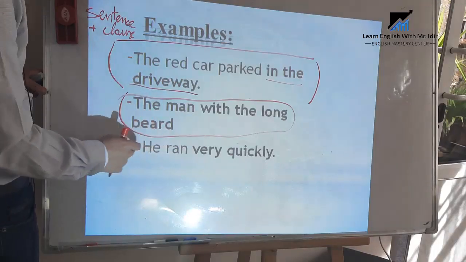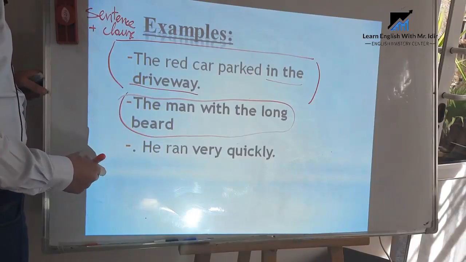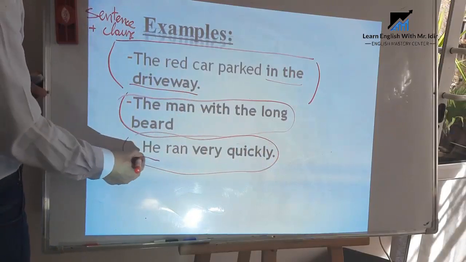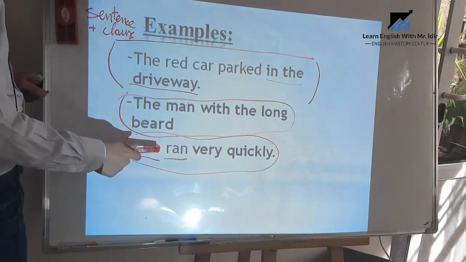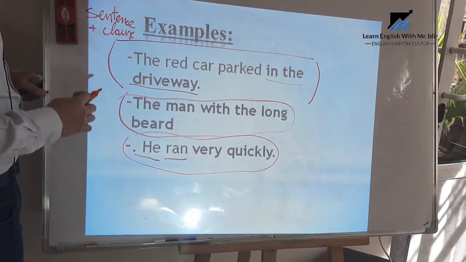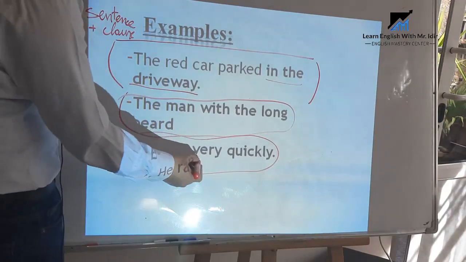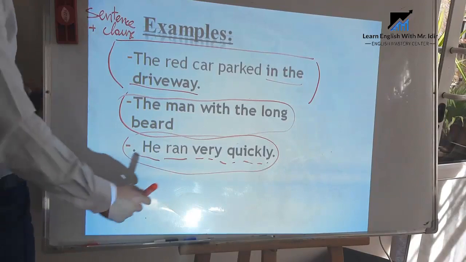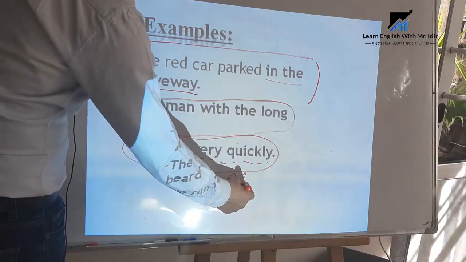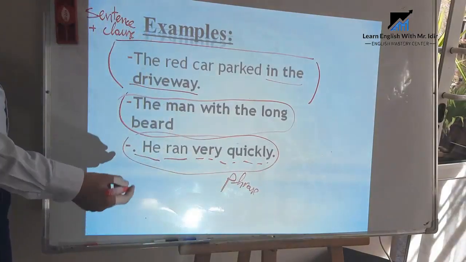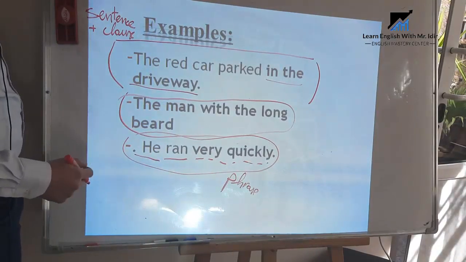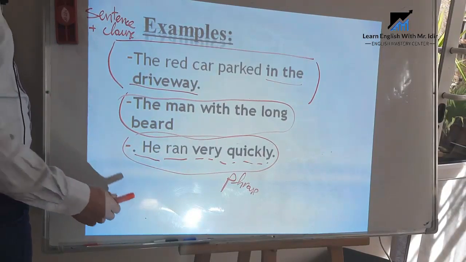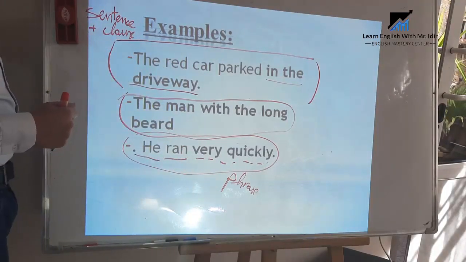He ran very quickly. Okay, this is a sentence because we have a subject and we have a verb. And this is the verb to run in the past. Very quickly is an adverbial phrase. It is a phrase. So it is working as a complement. Okay, a phrase can work as a complement. A complement can be one word or a group of words. However, a phrase is a group of words, as we agree.